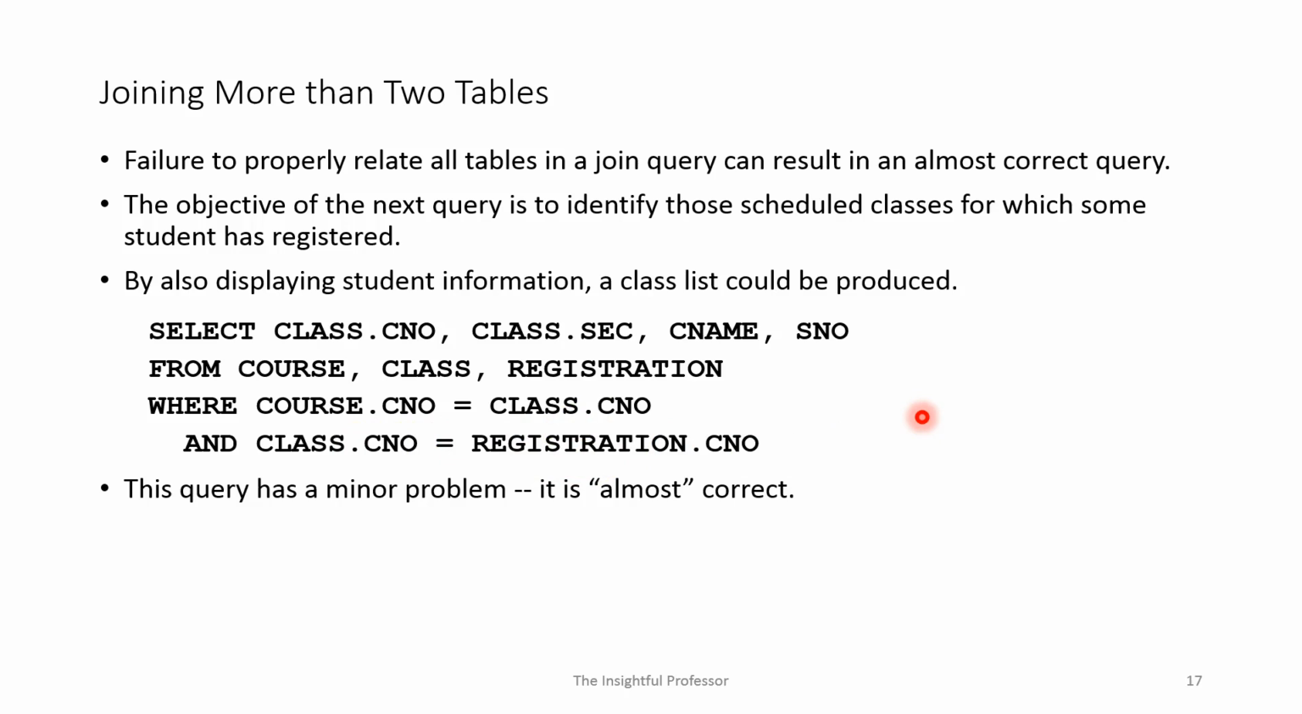Looks like we're in good shape. We're good to go, right? Well, there's a little bit of a problem here. Again, it comes down to some of the semantics. How is a course related to a class?